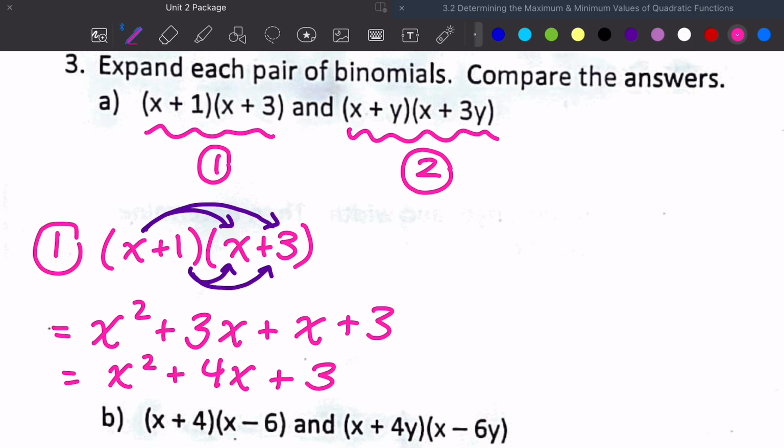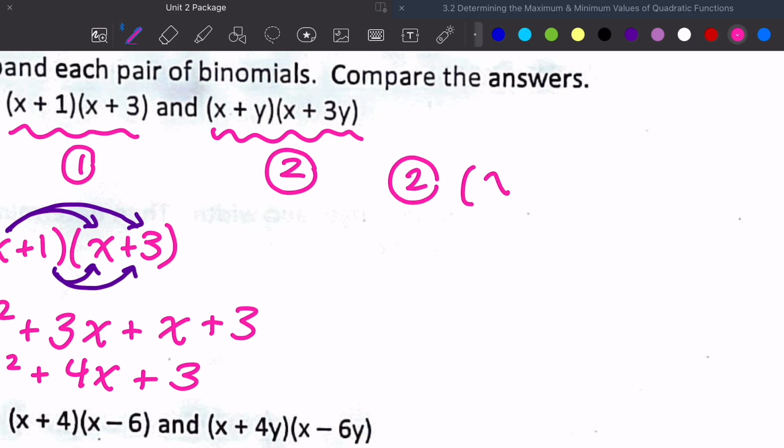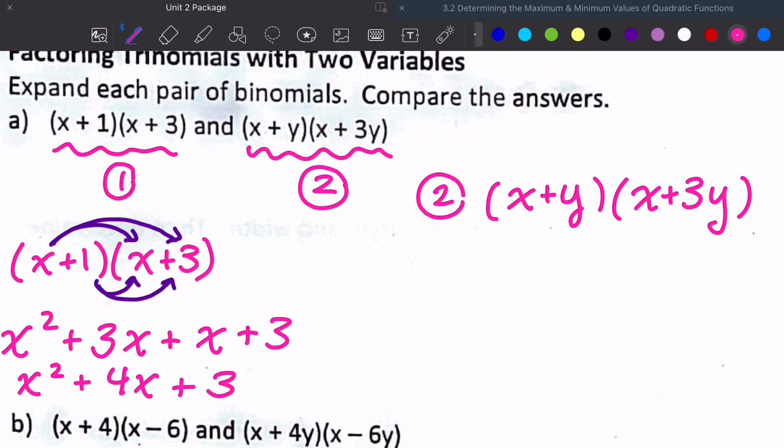Done. If I do the same thing with number 2, and I'm saying x plus y times x plus 3y, remember, like terms, if they are not like, they do not go together, and we are multiplying. So if I FOIL again, x times x, x squared, x times 3y.